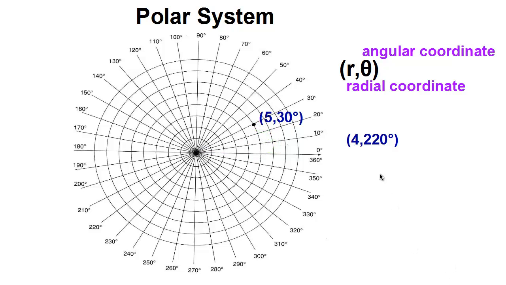So how about the point 4, 220 degrees? Well, we'd go 4 rings out for its radial coordinate, 1, 2, 3, 4, so it's somewhere on this fourth ring, and then we're going to go 220 degrees from 0 to find its location. So it's 4 out at an angle of 220 degrees.